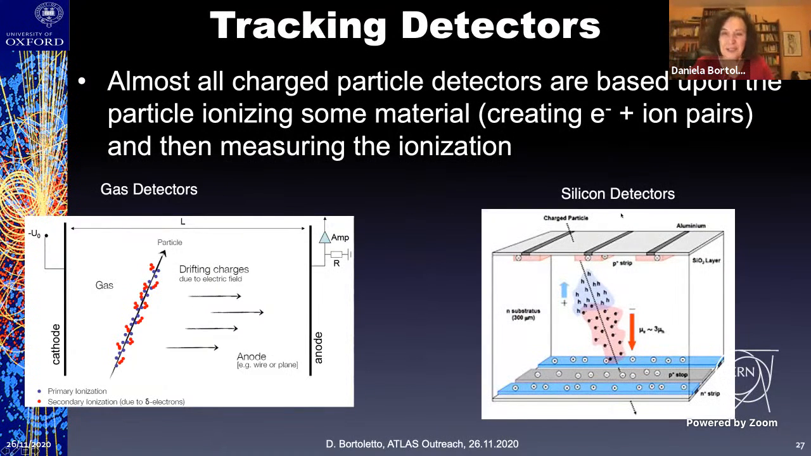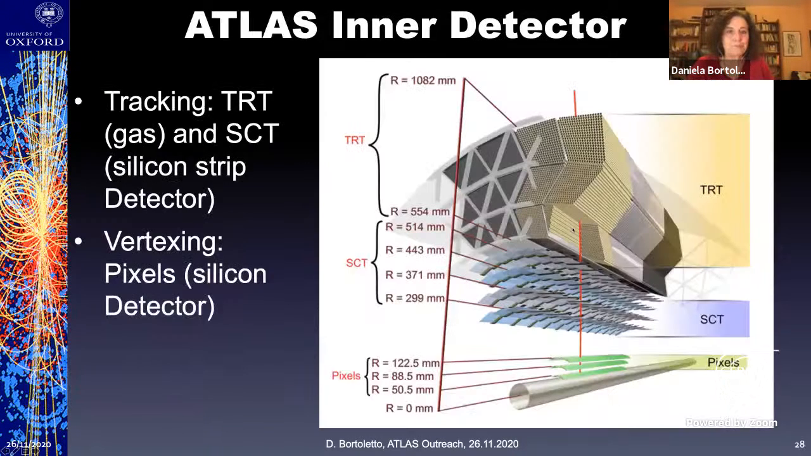Otherwise, you can have a silicon detector. When a charged particle goes in a silicon crystal, it shakes the crystal and it creates electron-hole pairs. And again, you are in an electrical field. In this case, the electrical field goes from top to bottom, and you can collect both the electrons and the holes on the different sides. And you can pattern the silicon detector very finely in order to determine where the particle went through.